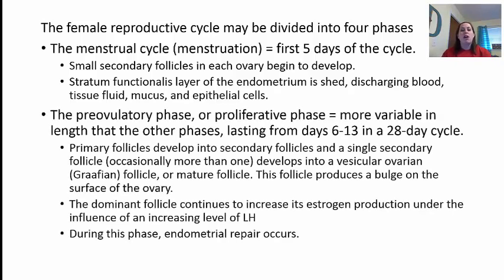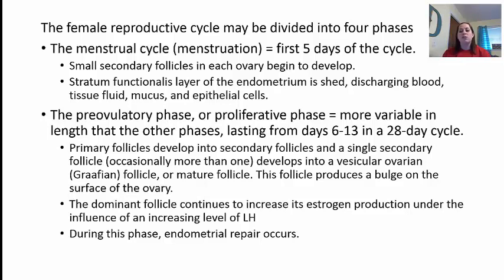Now, the second phase is called the pre-ovulatory phase, also known as the proliferative phase. This is more variable in length depending on the woman than the other phases. It could last between 6 to 13 days. It's lasting from day 6 to 13 if the woman's on a 28-day cycle. The primary follicles inside of the ovary start to develop into secondary follicles and then into a single secondary follicle. Occasionally, more than one can happen, and this develops into what we call the vesicular ovarian or the Graafian follicle. This is going to be the mature follicle, which is going to get ready to rupture in the next stage.